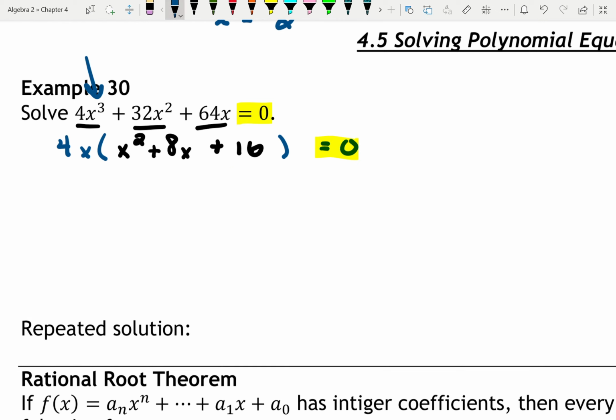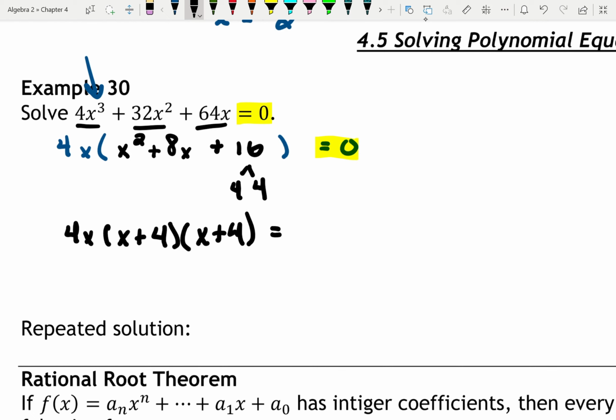Now, we have the 4x hanging out front. Now we want to try to factor the trinomial that's in the parentheses there. So I look for two numbers that multiply to be 16 and add up to be 8. And that's going to be 4 and 4. So I can factor this to be 4x times x plus 4 times x plus 4 equals 0.